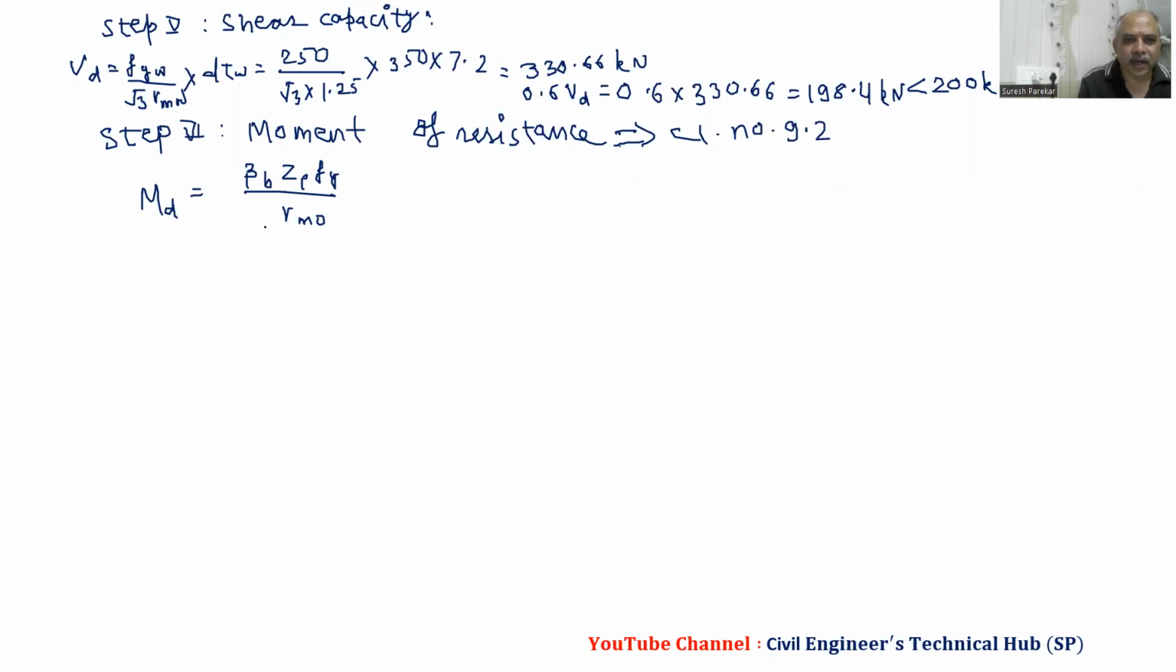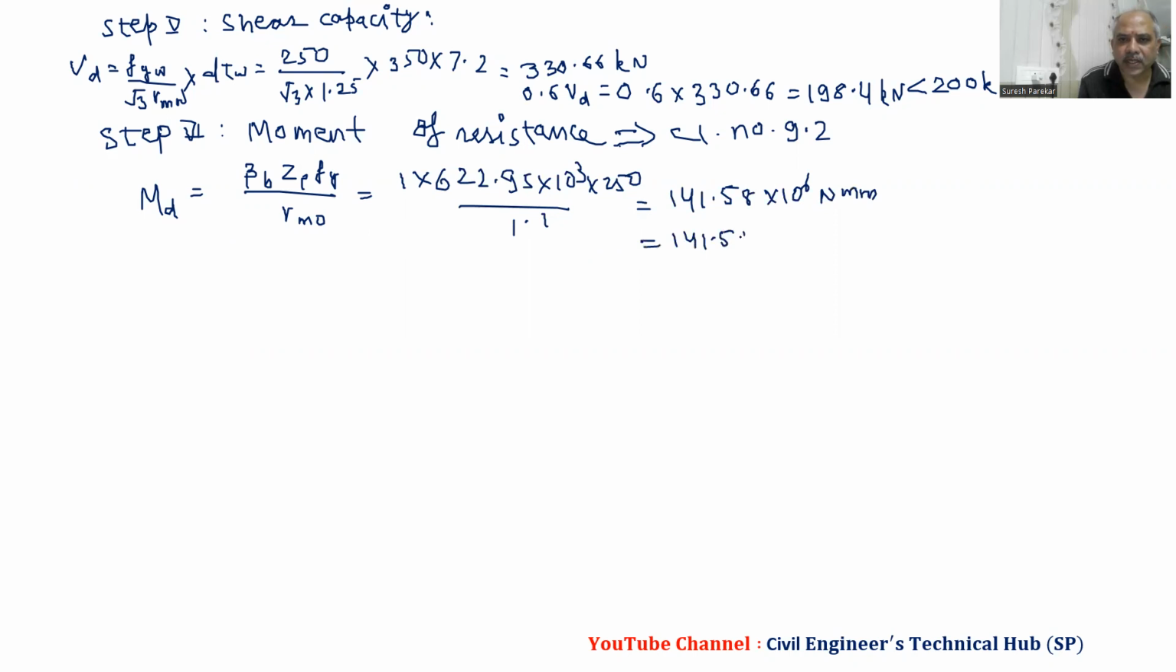And therefore, the formula I already mentioned, then I will put it 1 into ZPZ, we have 622.95 into 10 raised to 3 into 250 upon 1.1. And that comes 141.58 into 10 raised to 6 Newton millimeters, which is 141.58 kilonewton meter. Then we have ZFD. Now again I will tell you another formula for this.